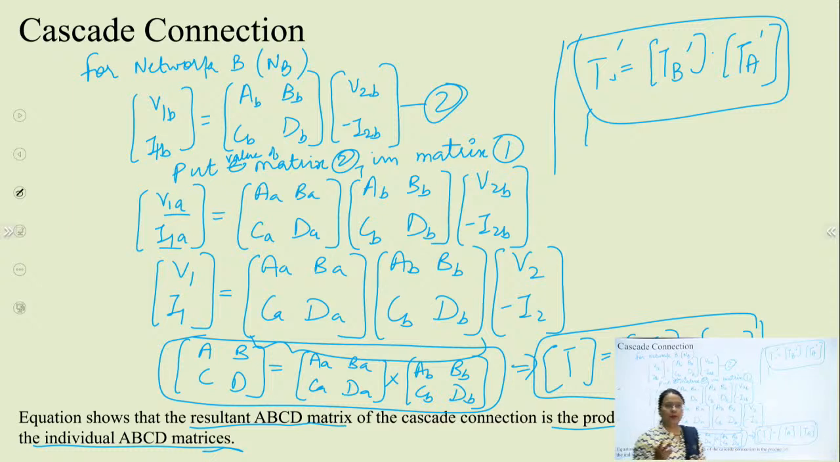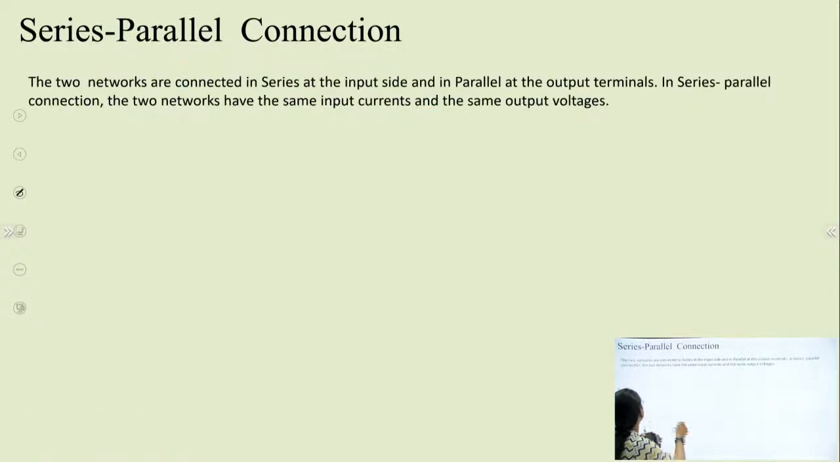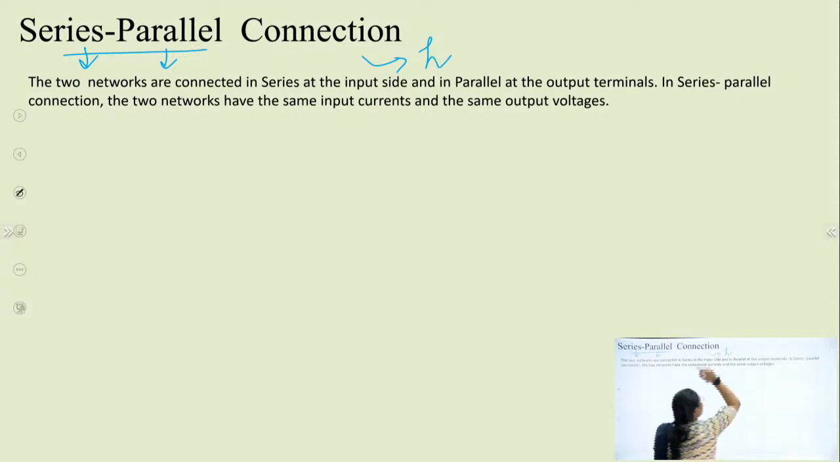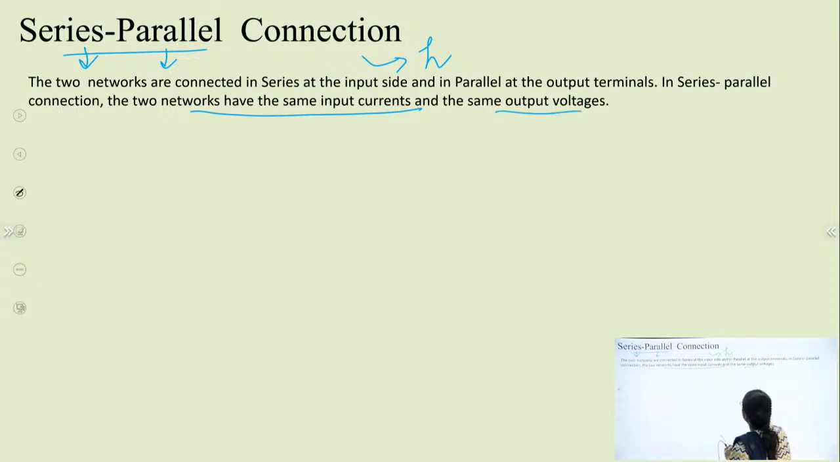The two networks, the two connections are left, that is series parallel and the parallel series. I am just giving the idea of the series parallel connection. For series parallel connection, we will connect the input side in series and the output side in parallel. And this series parallel connection is used for the H parameter. Since we have connected the input side in series, the current at the input terminal will be the same, and the same output voltage आएगा, right?